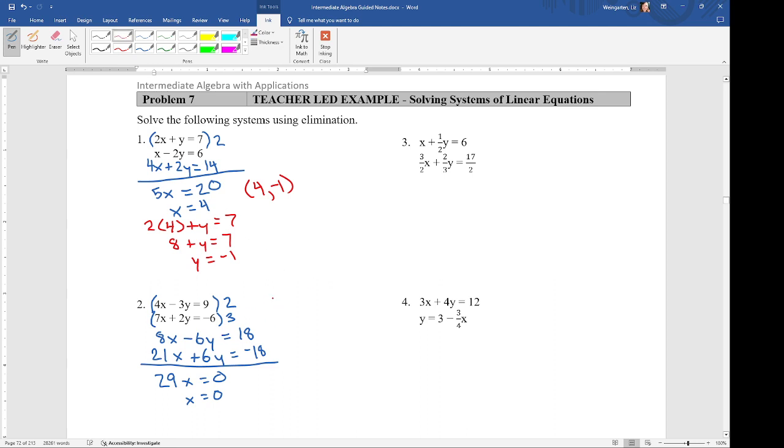I'll plug it into the top equation. 4 times 0 minus 3y equals 9. -3y equals 9. Divide both sides by -3 and we get y equals -3. So the solution to this system is 0, -3.